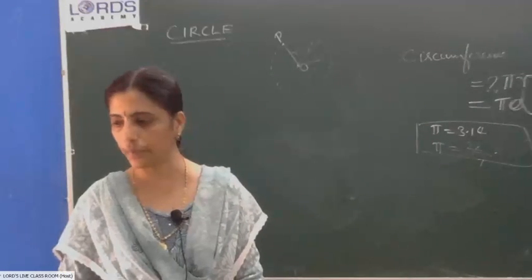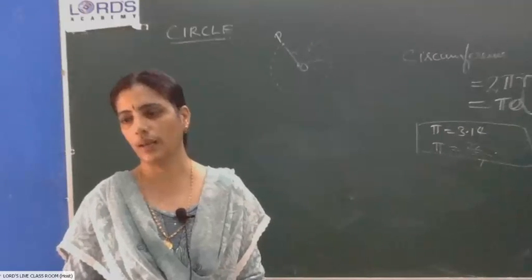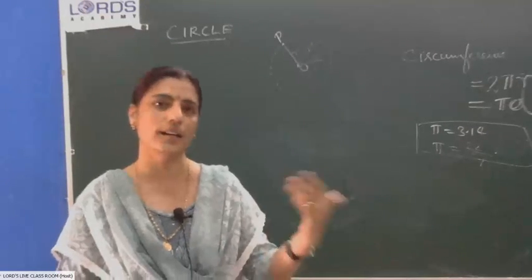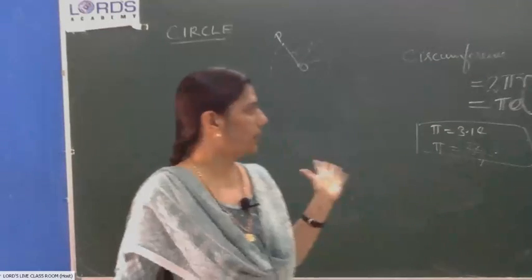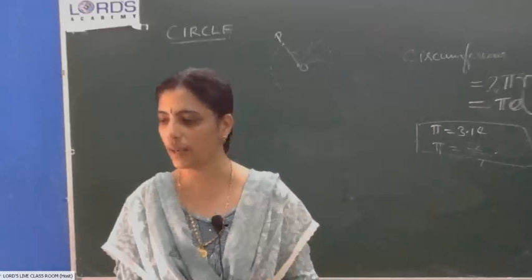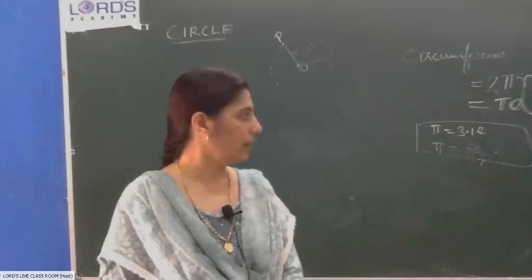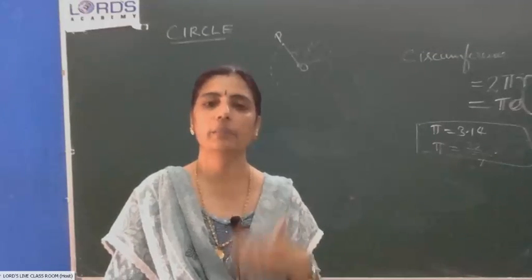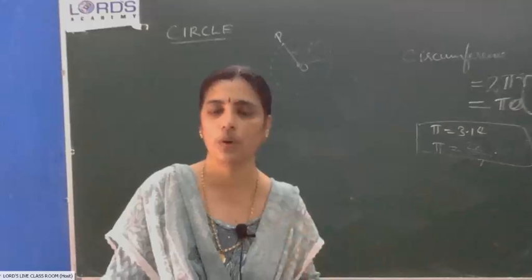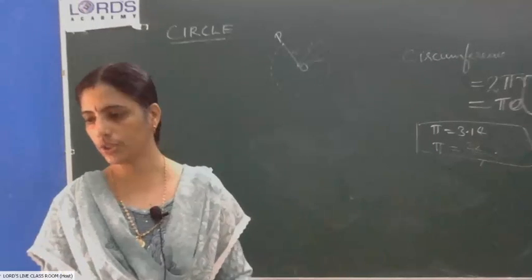Pi value is 22 by 7 or 3.14. It's a constant. About pi there is a small history that I will tell you when you come to school: who decided the value and why it came. Pi stands for a Greek letter, and mathematicians found its value 3.14 by experience. I will tell you that later. Now you study like this.